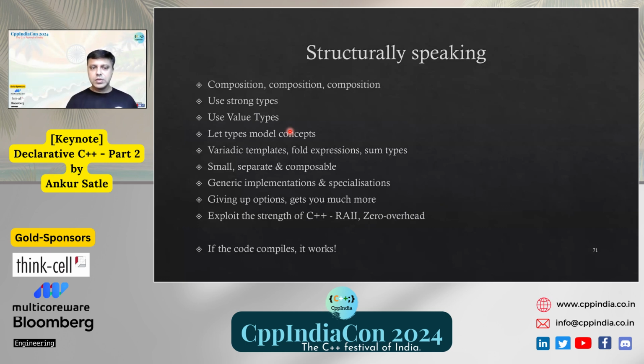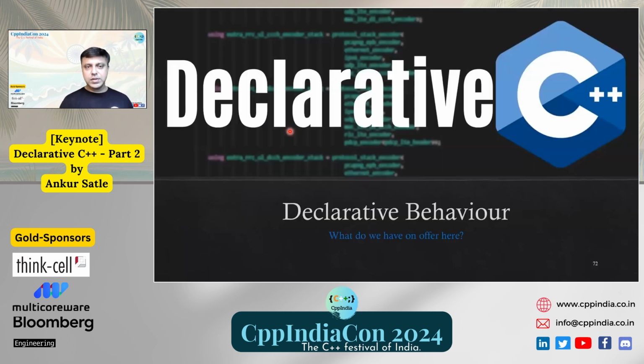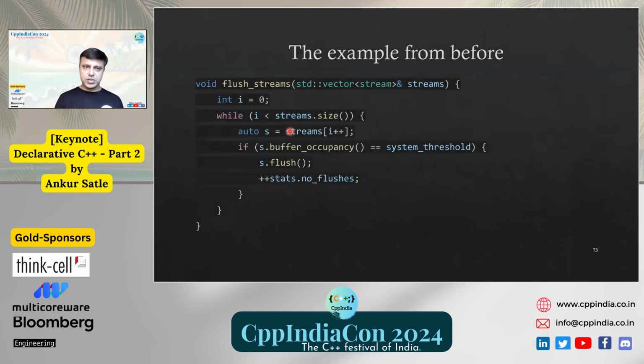So if the code compiles, it works. Yeah, this was the point where we finished. So the section before focused on structure. Now let's look at behavior. So we have been saying that there are ways to influence the control structure. Okay. So let's see. So this was a function from the last session, which I'm reusing here.